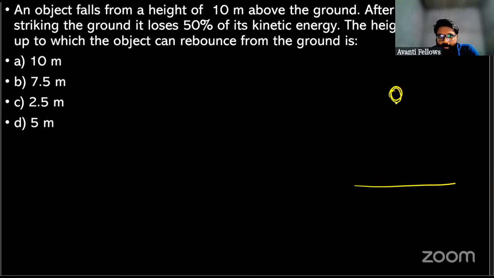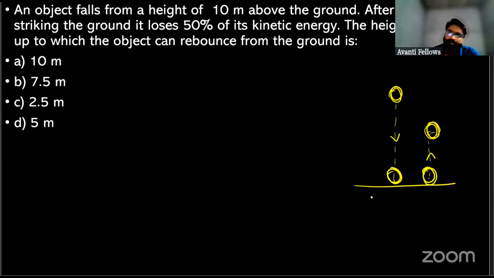Let's say this is the ball. Initially, it is falling down and rebounding. Rebounding happens on the same line, but I'm showing it separately here for your better understanding. So let's say after rebounding, the ball will reach this point. Clear?